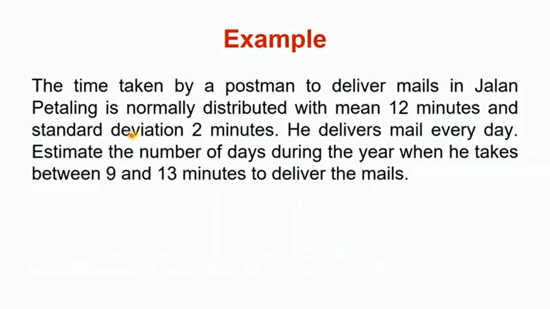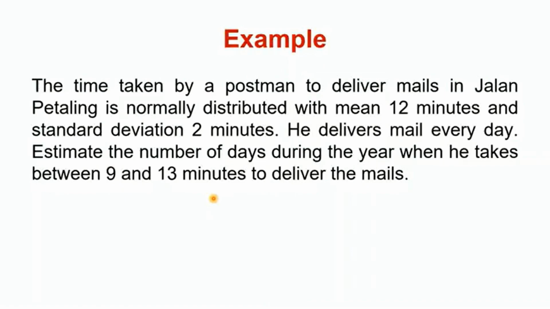Now another example: the time taken by a postman to deliver mail in Jalan Petaling is normally distributed with a mean of 12 minutes and a standard deviation of 2 minutes. He delivers mail every day. We need to find the number of days during the year when he takes between 9 and 13 minutes to deliver the mail. It means we need to find the probability, then calculate based on the number of days in 1 year. First, we need to find the probability that he delivers between 9 and 13 minutes.